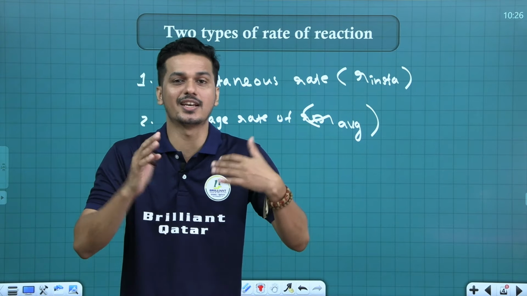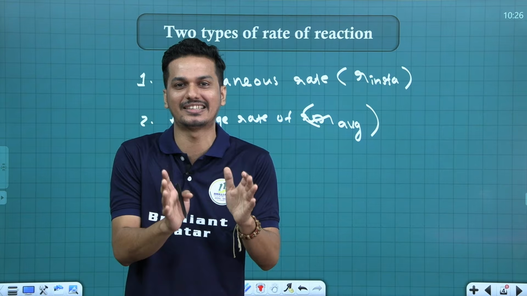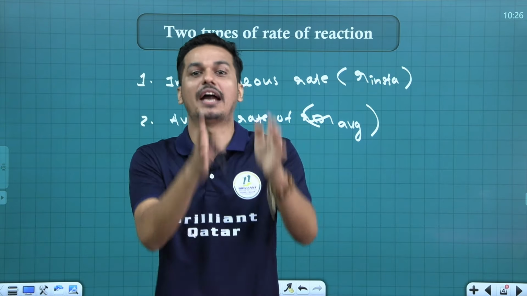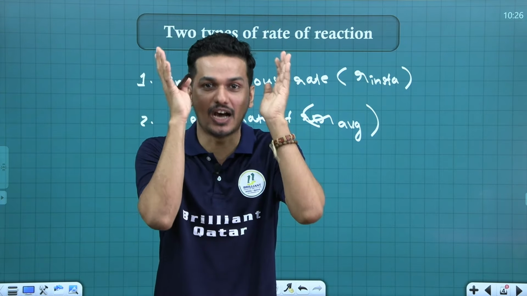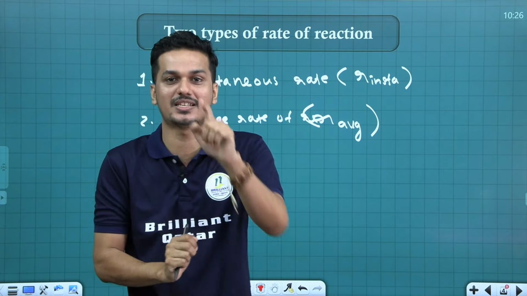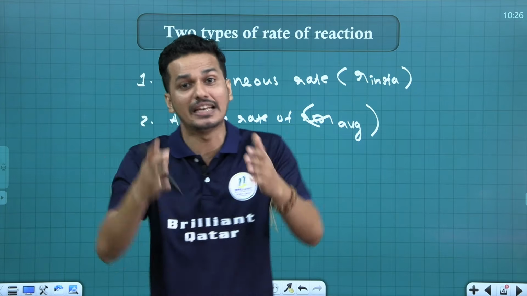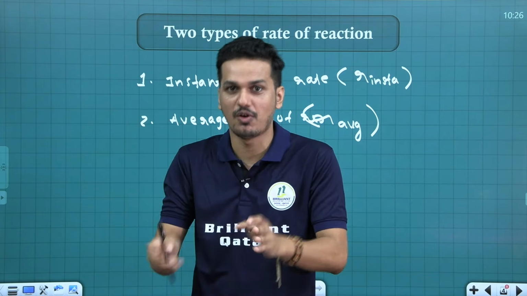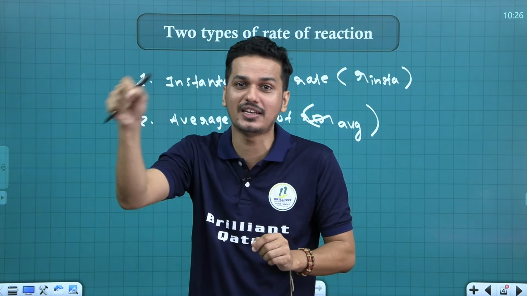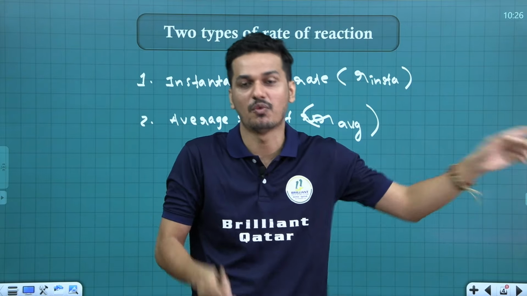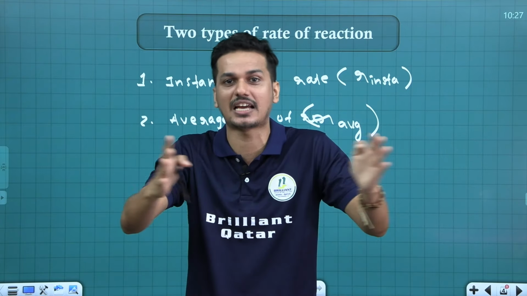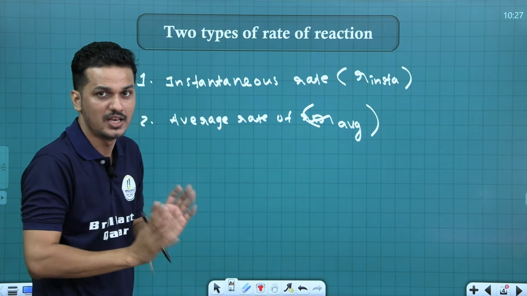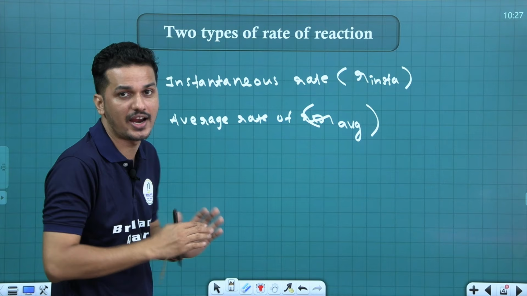We know that instantaneous rate means the rate of reaction measured at a particular instant. So at 2 o'clock, or at the 10th second, what will be the rate? That is instantaneous rate. And if you are asking 2 o'clock to 3 o'clock, or between 90 minutes to 110 minutes, what will be the rate of reaction? In a large time interval, that is average rate. So graphically, how can we find this?